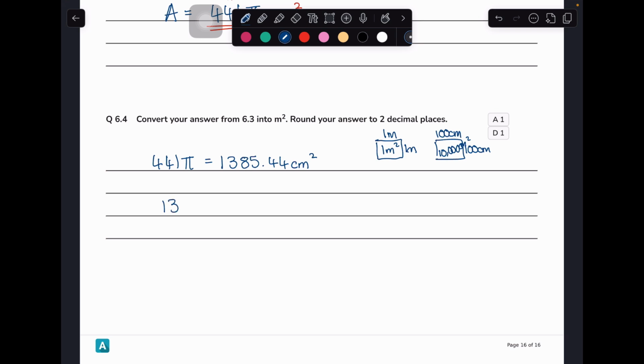So I'm going to be doing 1,385.44 all divided by 10,000, which is equal to 0.1385 meters squared. Now in my question, it wants 2 decimal places, so I'm going to approximate this to 0.14 meters squared. And there's my final answer.